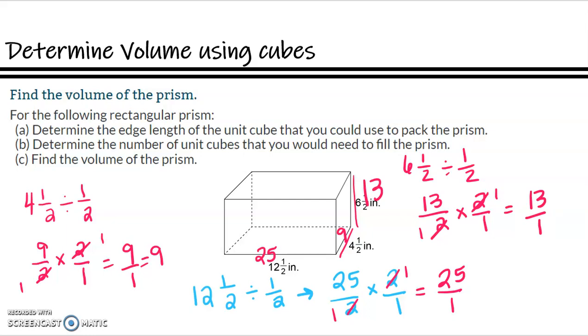So now, in order to figure out how many cubes fill the prism, I could find how many go on the bottom, 25 times 9. And then I'm going to multiply that by 13 because it goes up 13 layers.